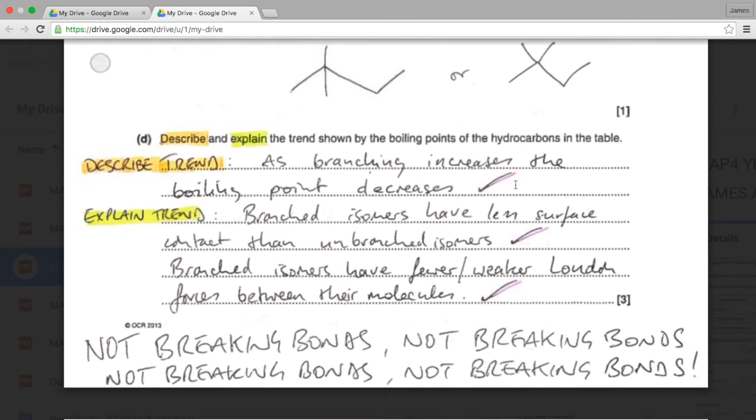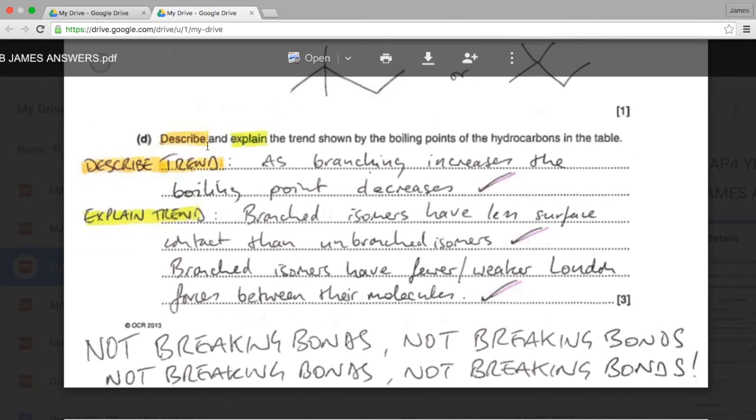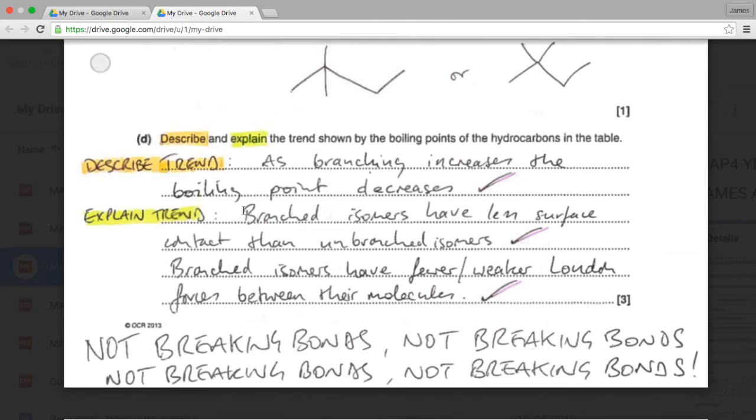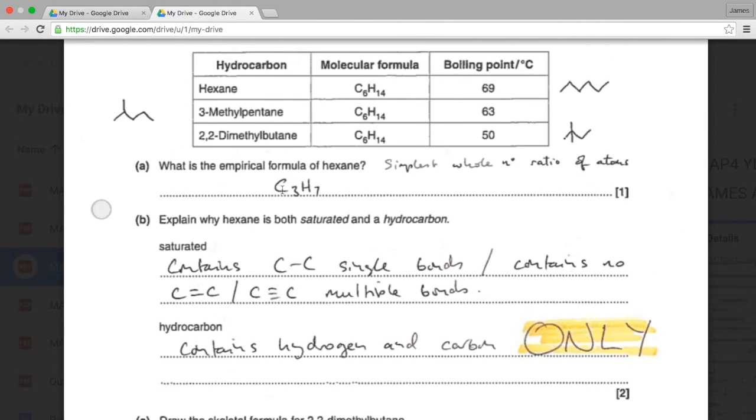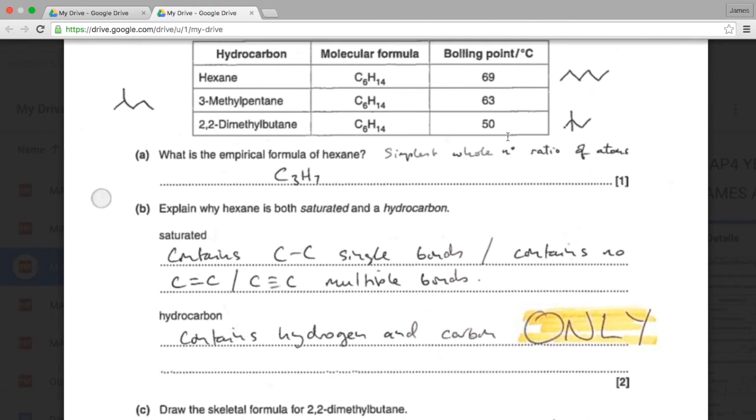Describe and explain the trend. So we've got to describe the trend. I've got that there. We've got to explain the trend. I've got that down there. So let's just have a quick look at the table again. So hexane, look at its skeletal formula, 69, 63 for 3-methylpentane, 50 for 2,2-dimethylbutane. So try and get your head around what's happening there.